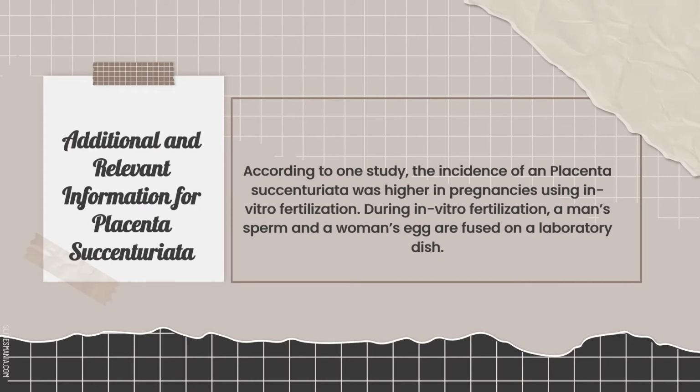Additional and relevant information for placenta succenturiata. According to one study, the incidence of placenta succenturiata was higher in pregnancies using in vitro fertilization. During in vitro fertilization, a man's sperm and a woman's egg are fused in a laboratory dish.